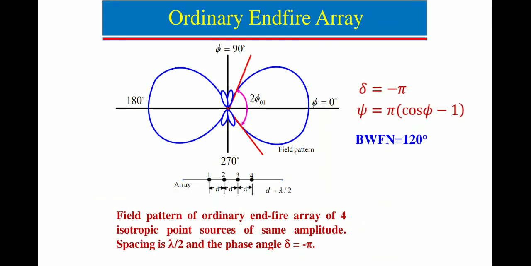So the ordinary end fire array we are considering for the end fire array system. Then the value of delta is equal to minus psi, and the value of psi is equal to π (cos phi minus 1), and BWFN is equal to 120 degree. This is the field pattern of an ordinary end fire array of 4 isotropic point sources of the same amplitude, spacing is lambda by 2, and the phase angle delta that we have considered is equal to minus π. And this will be the field pattern for the different points.